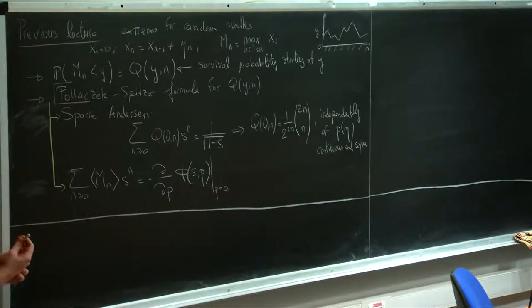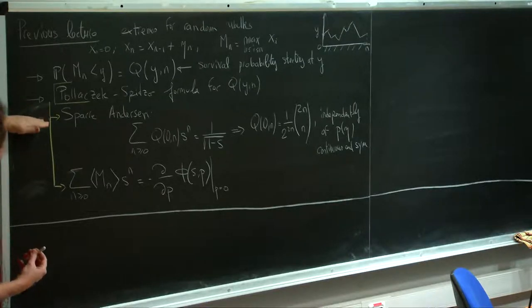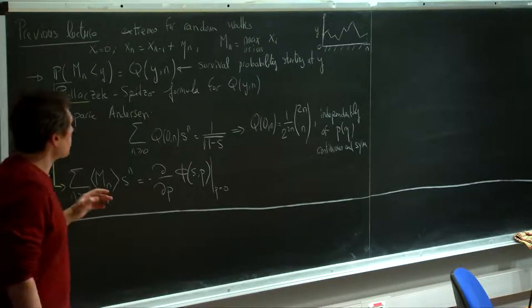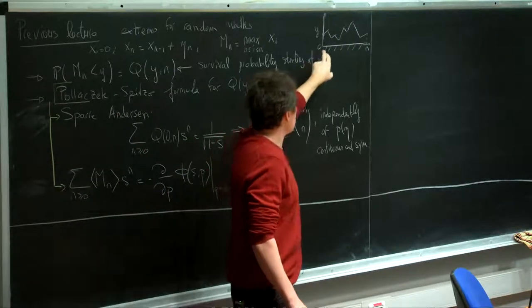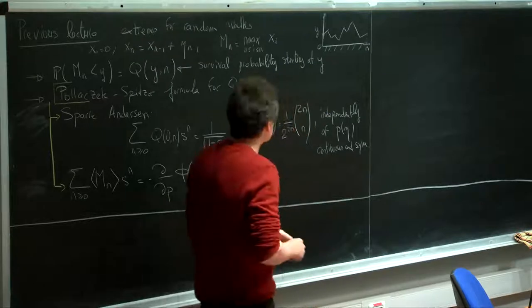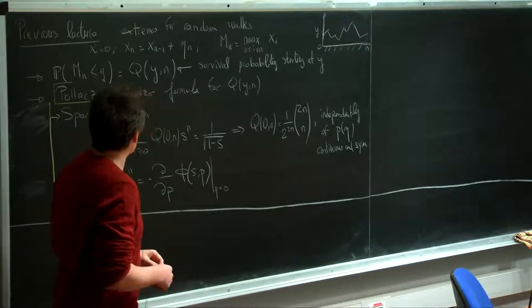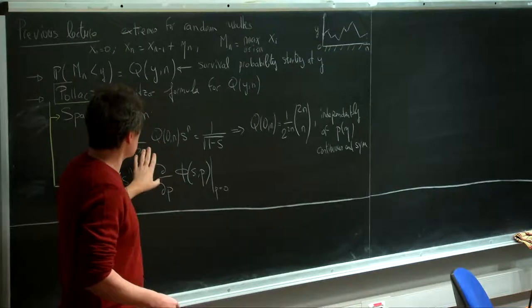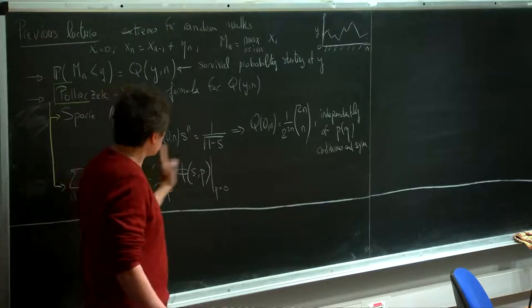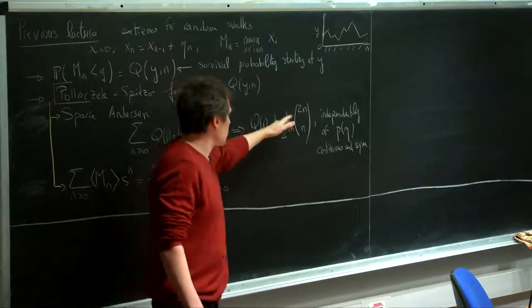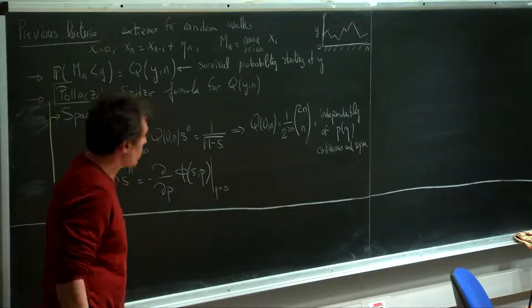And from it, we derived two interesting and important results. The first one is, I think, extremely important, and this is known under the name of the Sparre Andersen theorem, which gives you the survival probability when you start exactly at zero, which is indeed possible for a random walk. And basically, from the Pollaczek-Spitzer formula, one obtains this generating function, and from it we can invert this relation and obtain Q naught of n in terms of this combinatorial factor.